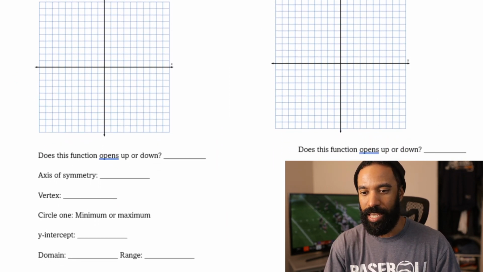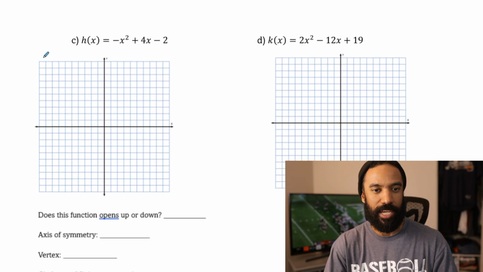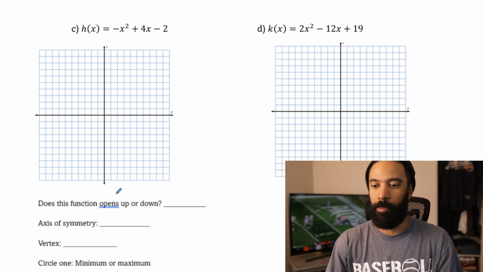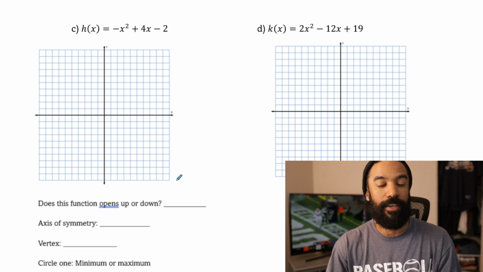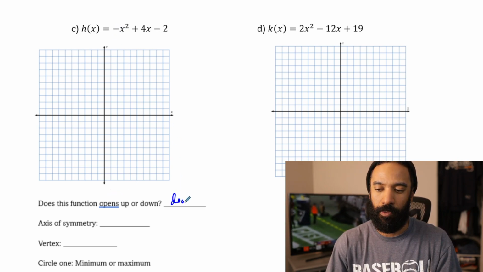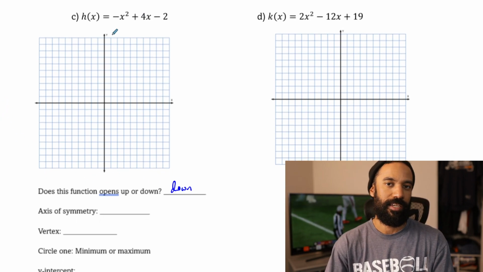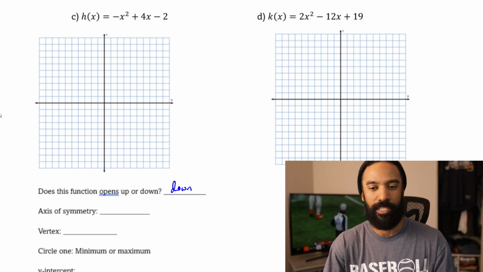We're going to graph these things and answer the questions, but these are not in vertex form anymore. They are in standard form. Does this function open up or down? With this a value being negative, this thing will open downward. I don't know the vertex just yet. In order to get this vertex... well, here, let's answer this first.